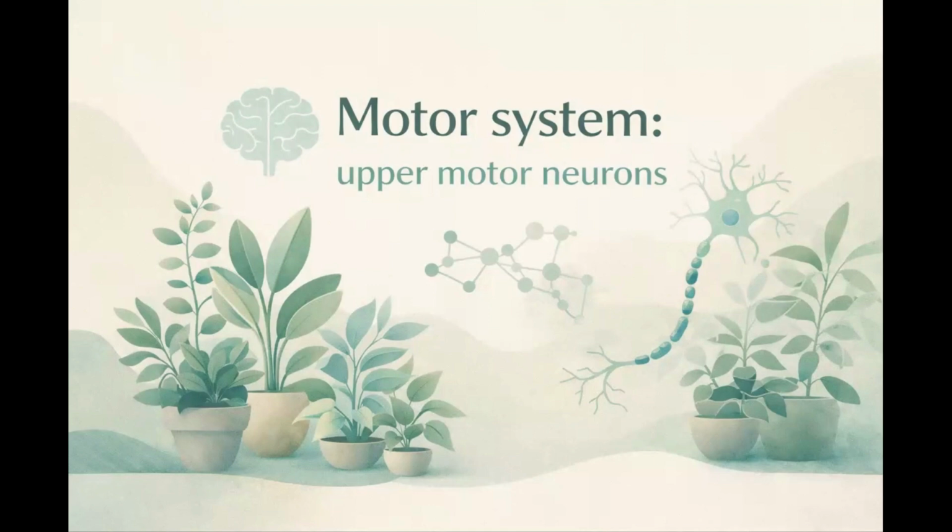ALS is going to be a mixture of upper motor neuron and lower motor neuron disorders. So it causes combined upper motor neuron and lower motor neuron signs, including weakness, hyperreflexia, atrophy, fasciculations, and hypotonia.